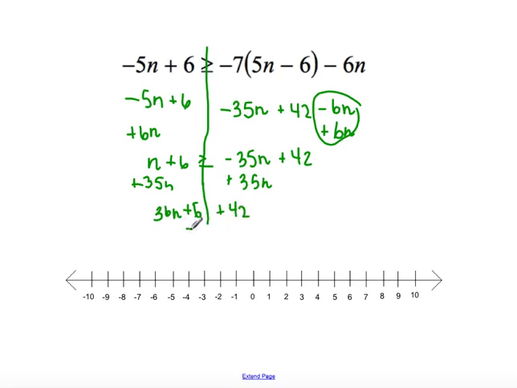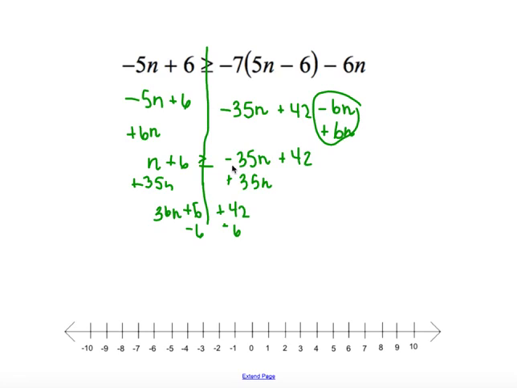And we need to get n alone, so we're going to subtract 6 from both sides. This is going to be our 0 pair right here. So we have 36n is greater than or equal to 36. Nice easy numbers for us. Divide both sides by 36, and since I'm not dividing by a negative, I don't have to worry about flipping the sign. So we have n is greater than or equal to 1.